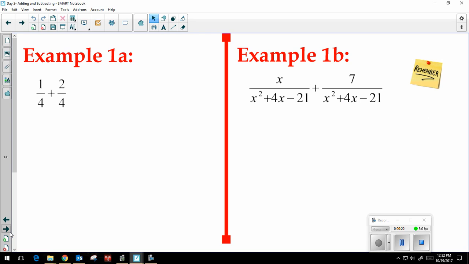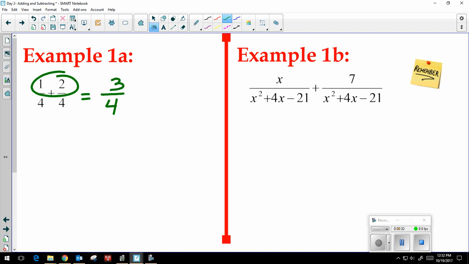1/4 plus 2/4. So if you notice, my denominators are the same. So when my denominators are the same, I'm going to keep my denominator and I'm going to add my numerators. So 1 plus 2 gives me 3.